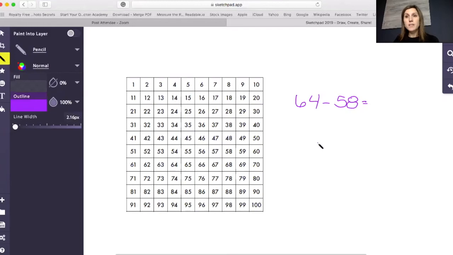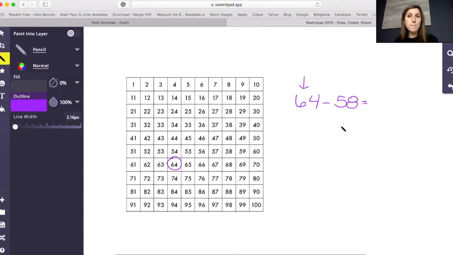Let's talk about subtracting two-digit numbers using a hundreds chart. Here I have a hundreds chart and a subtraction problem, so I'm ready to get started. The first thing I'm going to do is circle my minuend, or the first number in the subtraction problem, on the hundreds chart. In this case, it's 64. So I'll circle 64 on my hundreds chart.